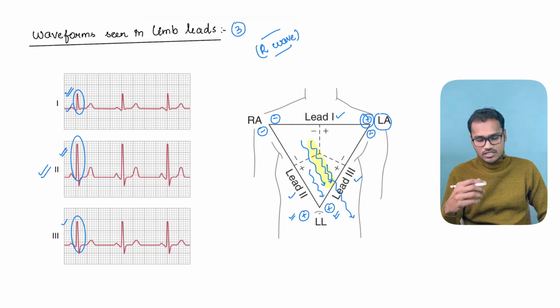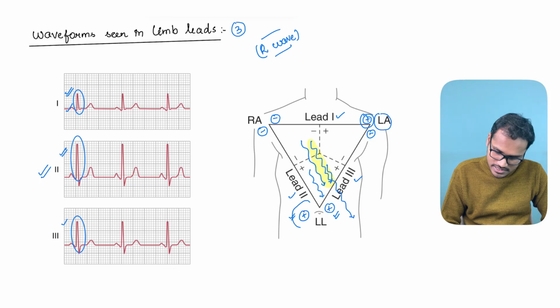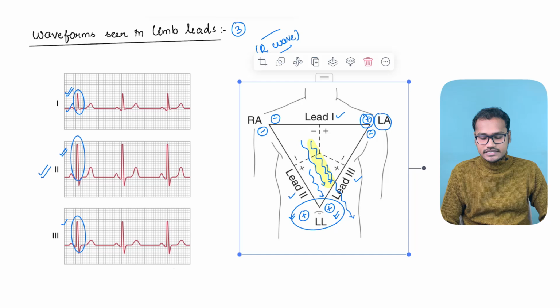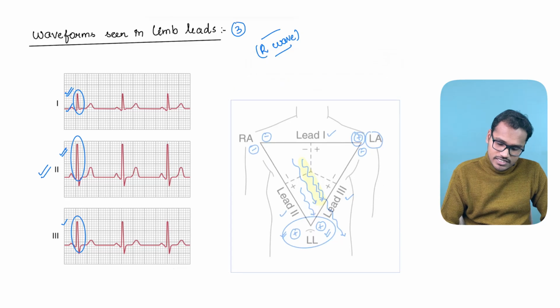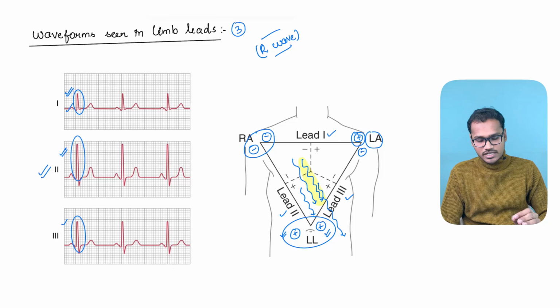That is why Einthoven constructed the leads in such a way that the majority of the R wave recording comes out to be positive. He kept the left leg as positive in both lead 2 and lead 3, and the right arm, which is facing away from the heart, as negative in both. So that is the logic behind it. This is all about the limb leads.